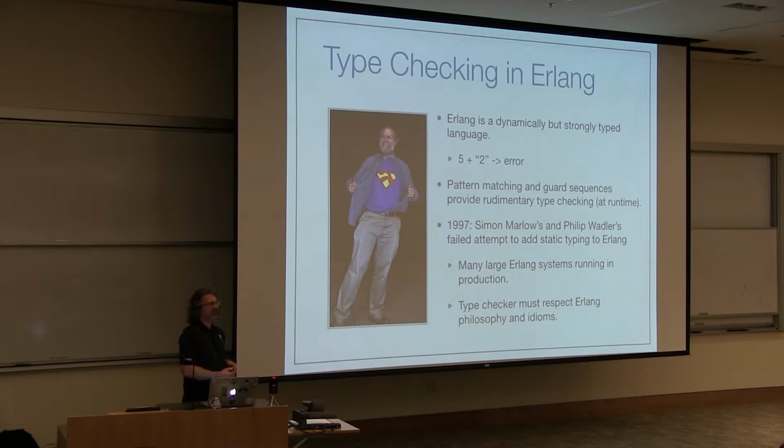Over the years, there have been several attempts to try to add static typing into Erlang. The most famous of which, the one I've noted up here, is in 1997, when Marlowe and Wadler tried to graft a full static type checking system onto Erlang. And it was unsuccessful, like all the other attempts to put true static typing into Erlang, for the basic reason that they were trying to make it too strict.